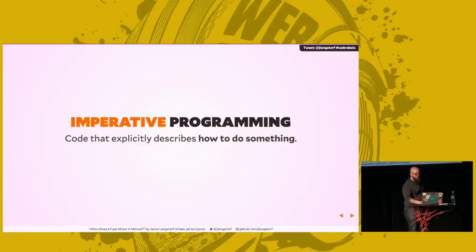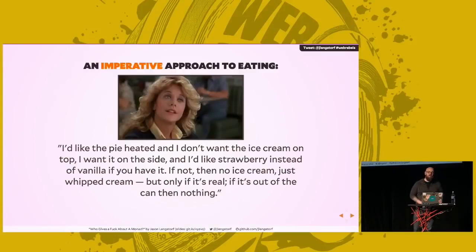I'm going to make some American pop culture references. I hope they translate. So this is a movie called When Harry Met Sally, and the way that she orders food is extremely imperative. It's very, very detailed. I like it heated, but I don't want the ice cream, and I want it on the side, but strawberry instead of vanilla. It's very detailed, and there are a lot of places for it to break. And it's also extremely easy to get this wrong, and it's hard for the people reading it to follow.